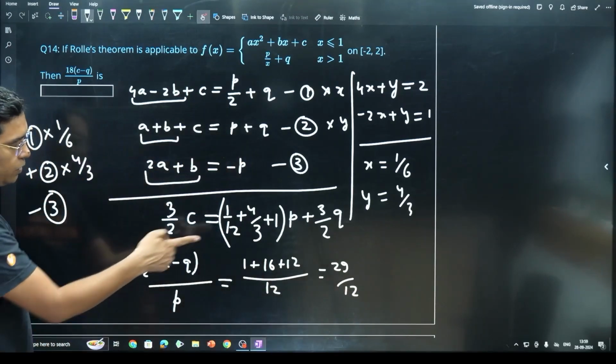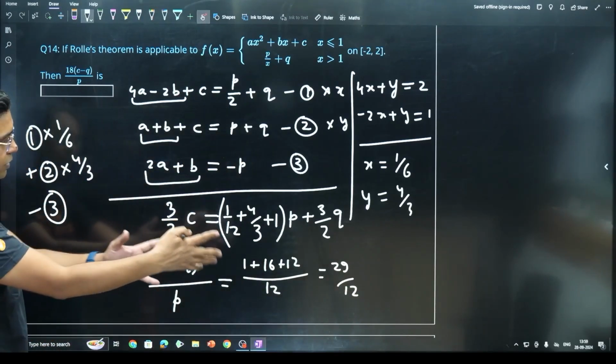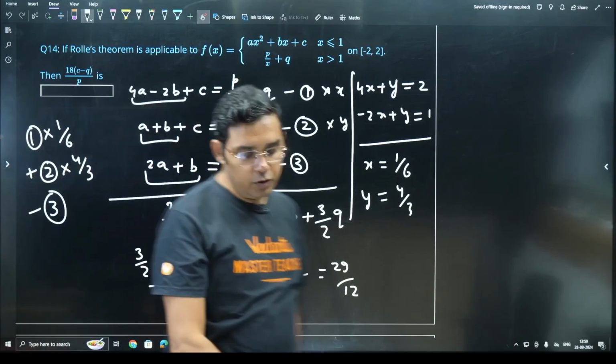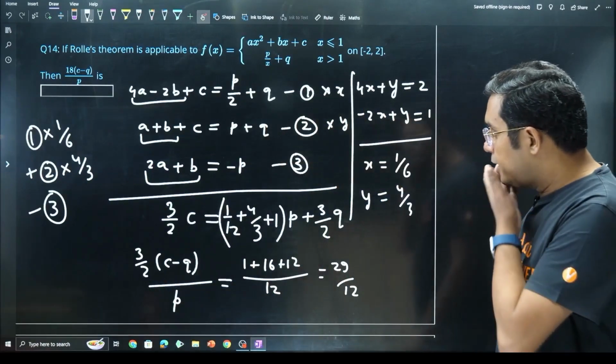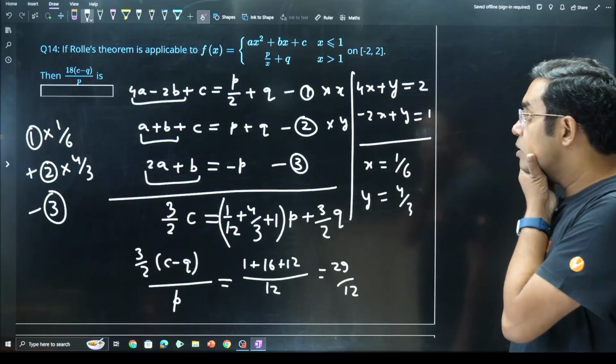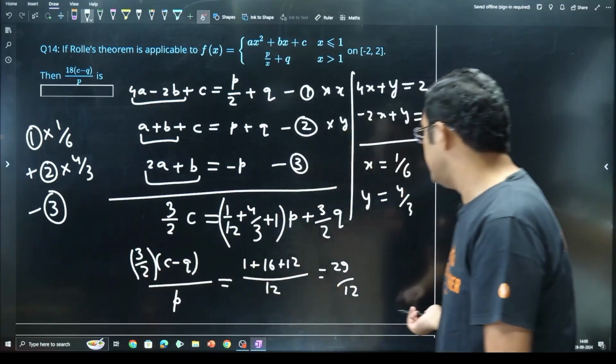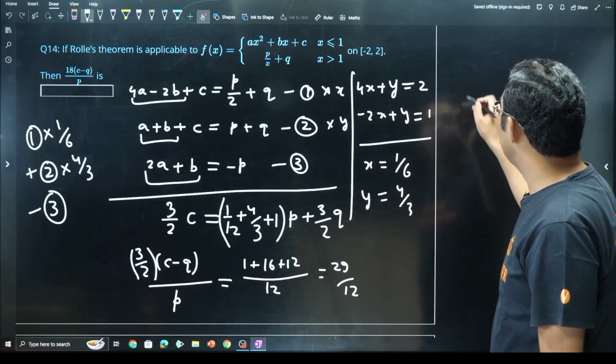Okay, so 3 by 2 (c minus q) into p is equal to this thing, but we are asked to find 18 here. So that means I need to multiply by what? To get 18 here, it will be 12. I think I have to multiply by 12 here. I think then we are done. Answer will be 29. Let me write it here.